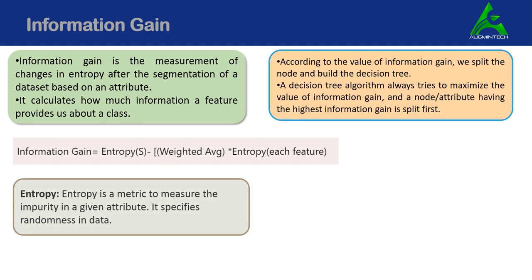Now, what exactly is this entropy? It's a metric to measure the impurity in a given attribute. It specifies randomness in data. So, entropy is calculated as entropy of S equals minus P of yes log base 2 of P of yes, minus P of no log base 2 of P of no.